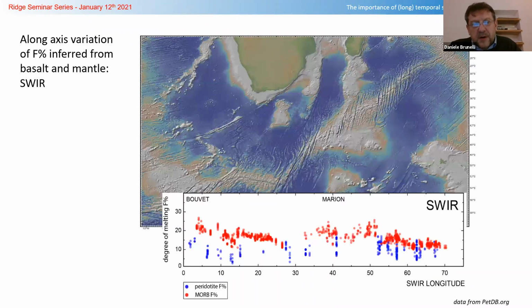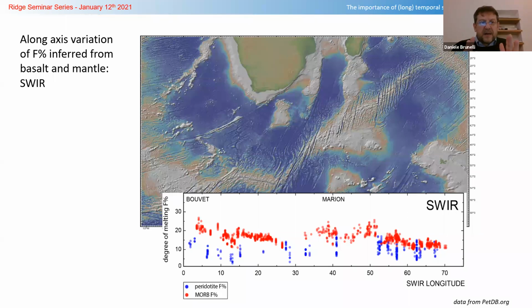The same we observe along the southwest Indian ridge, but as you can see here, in some places of the southwest Indian ridge, the difference between the two components, the two degrees of melting estimated, is very high. This suggests that there is a variable amount of the low solidus lithology dispersed in the depleted mantle, or maybe a different kind of low solidus lithology.